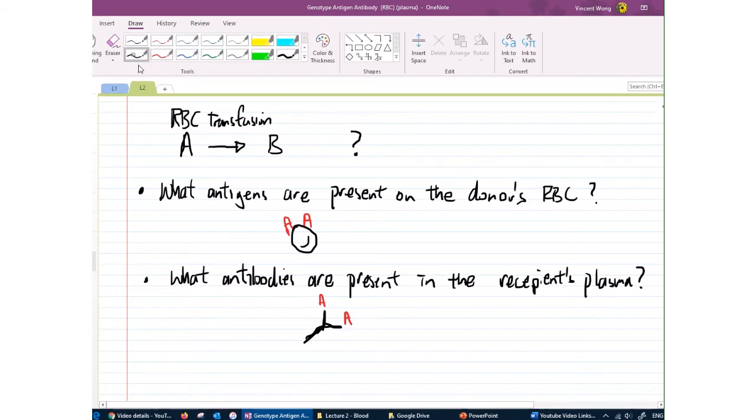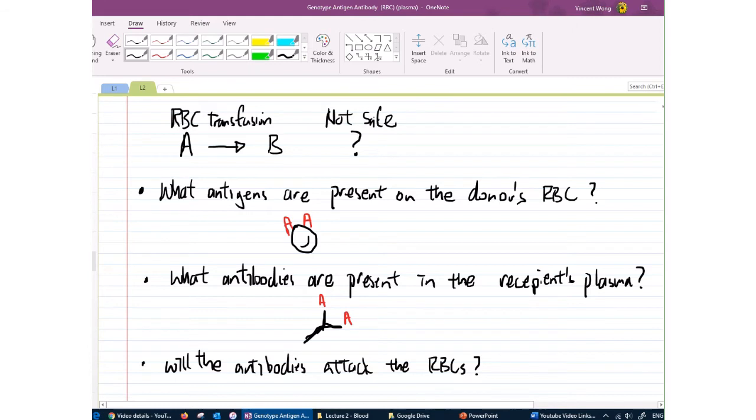Okay, so the last question you're going to ask yourself is, if you go ahead with the transfusion, will the antibody in the recipient attack the donor's RBC? If you go ahead with the transfusion, as you can see, the antibodies will recognize anything that has an A on it and they will attack it. So based on this, we know this is not safe. Type A person cannot give red cell to a type B person.